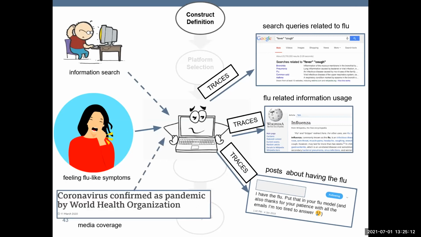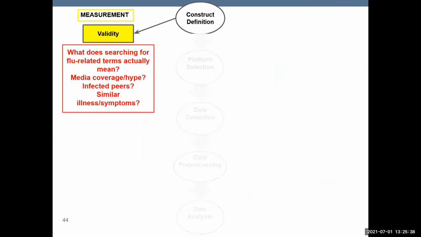On the other hand, these traces might also be generated due to heightened media coverage. A person sees that there's a lot of attention towards a new pandemic, or even in pre-pandemic times, to new strains of flu. And they might want to read up more about this for that reason as well. So, traces are generated for reasons other than having the flu itself. And so that's where we run into issues of validity.